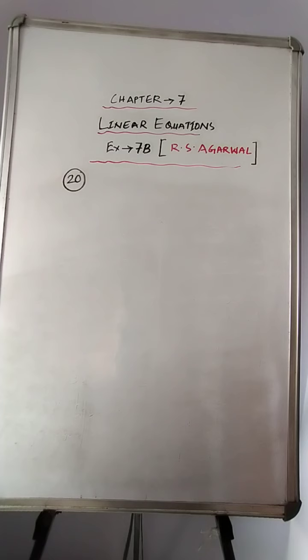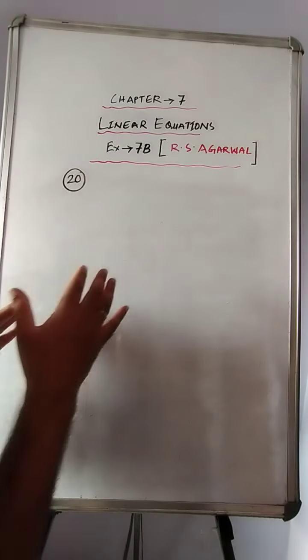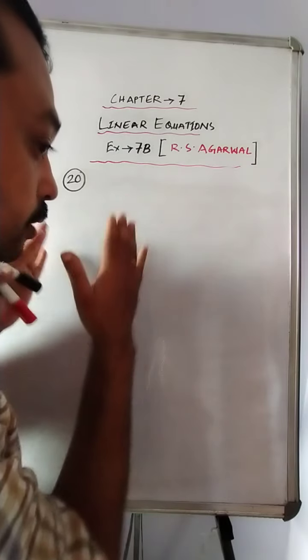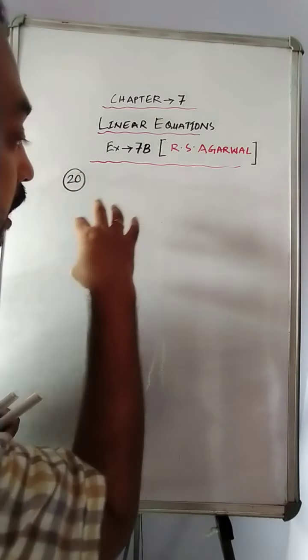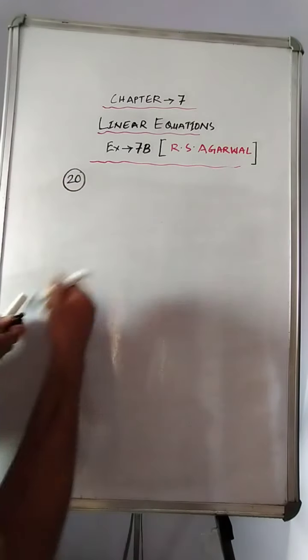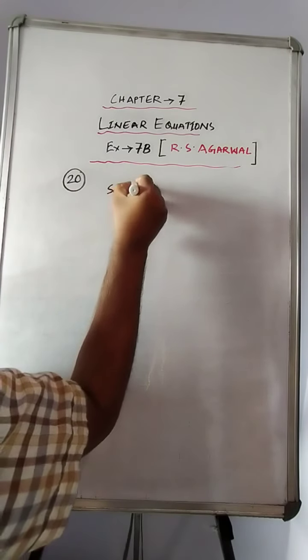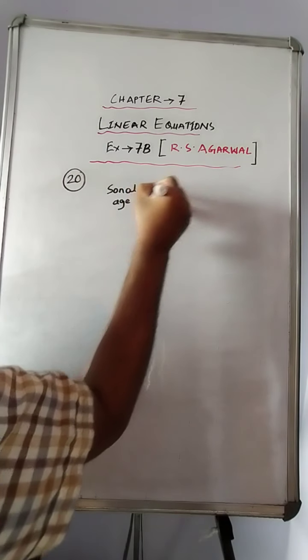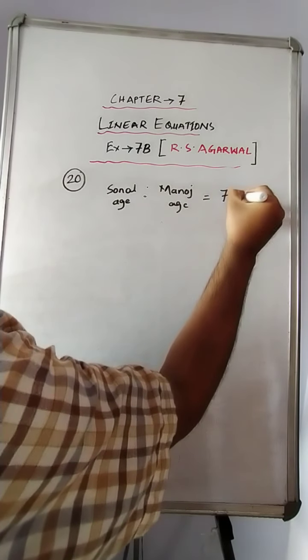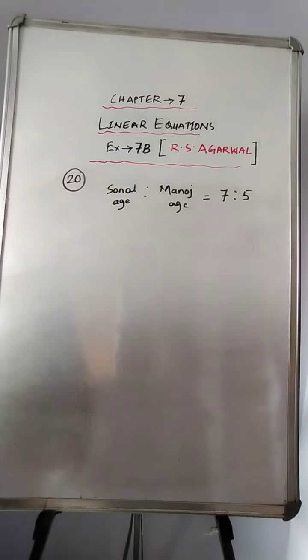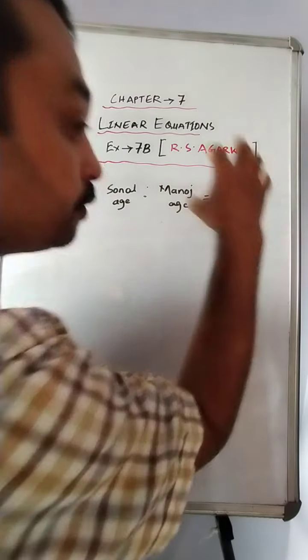Now, question number 20. The ages of Sonal and Manoj are in the ratio 7:5. In this question, two characters are given, Sonal and Manoj. The ages of Sonal and Manoj are given in ratio form, that is 7:5. So Sonal's age to Manoj's age is given as 7:5.